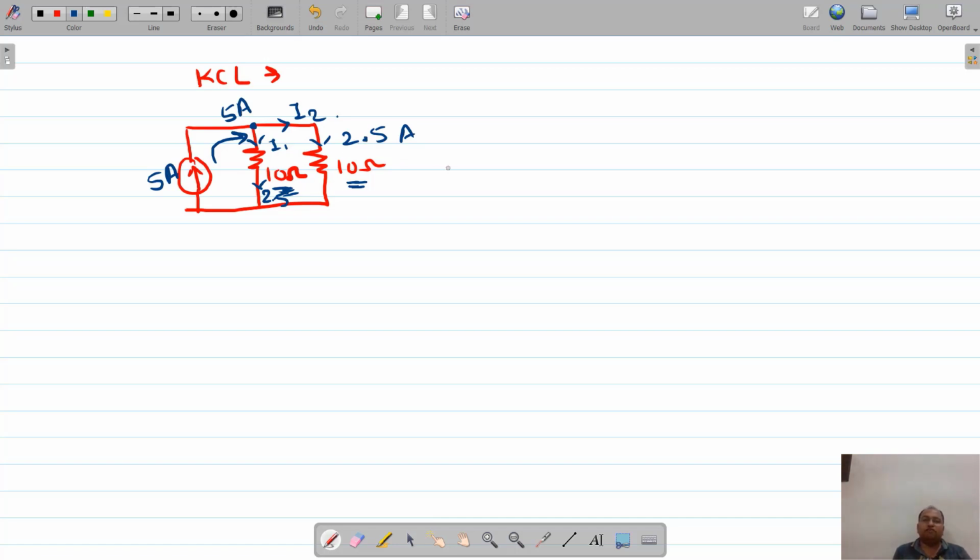You can check it by means of the current division rule. Is that fine? I'm not going to discuss that right now. And what is the statement of KCL? The algebraic sum of all the currents incident on a junction is equal to 0, or in other words, the sum of incoming current is equal to the sum of outgoing current, that you know very well.